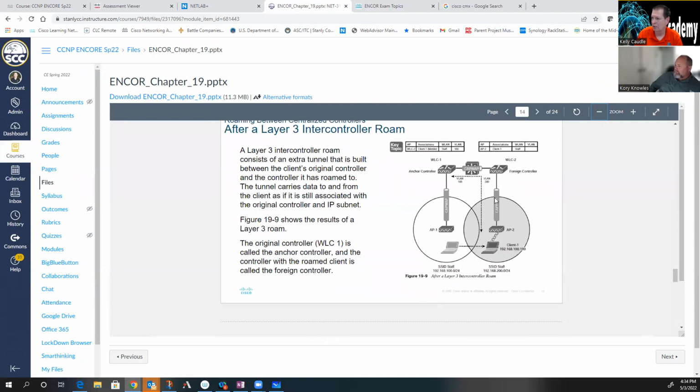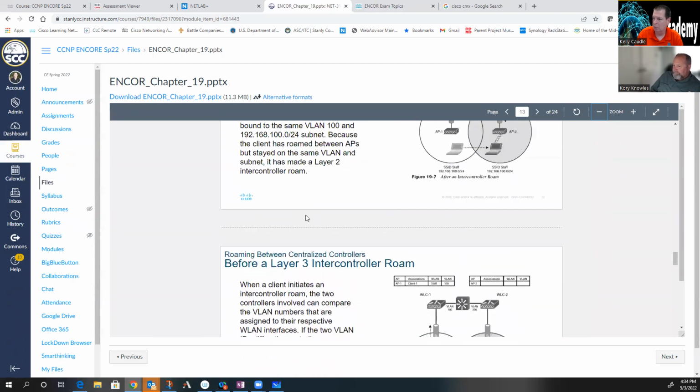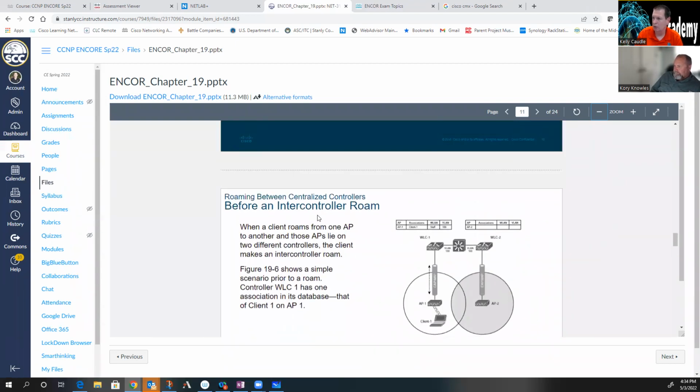Okay, so here's that concept. Layer 3 roaming. So he moves over, so your point of presence changes, or excuse me, point of attachment changes. So you're now controlled on a different AP with a foreign controller that is not on VLAN 100. So there has to be a CAPWAP tunnel built all the way back to this controller so that your traffic will be on VLAN 100. So this is layer 3 roaming. Up here is more layer 2 roaming, because you're still staying on VLAN 100 when you go over to this other one.